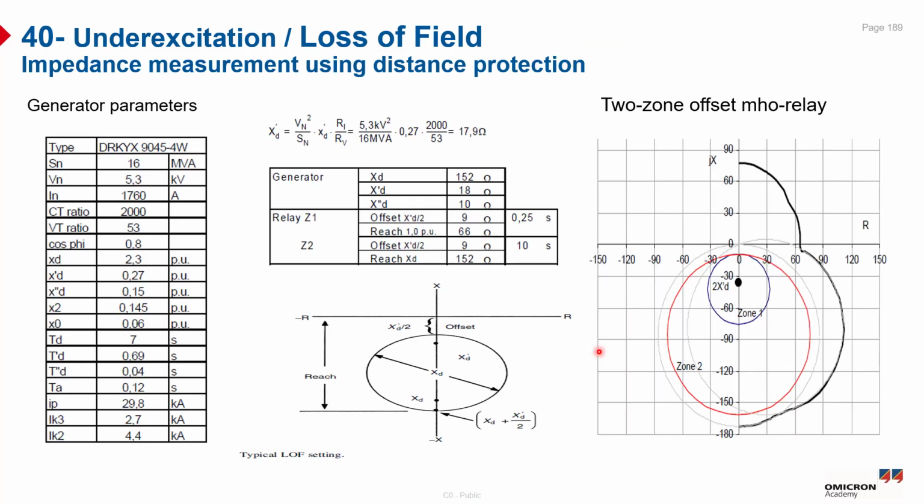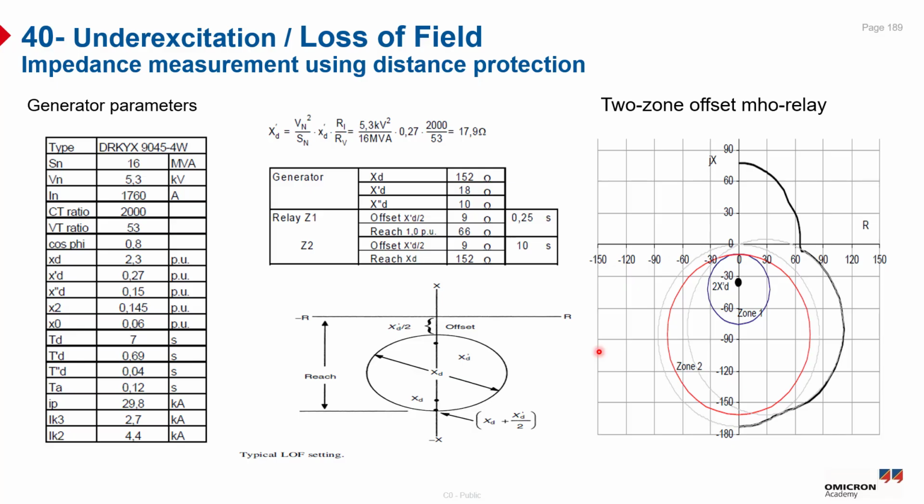Here is the impedance measurement using the MOHO distance protection. Using a distance relay of MOHO type is a widely applied, reliable technique for providing loss of field protection. The relay characteristic must be set to the fourth quadrant as shown, and the relay must be connected to the machine terminal CTs and VTs, with an offset from the origin of 50 to 75% of the direct axis transient reactance, X-D, as we said, to prevent misoperation during system disturbances.